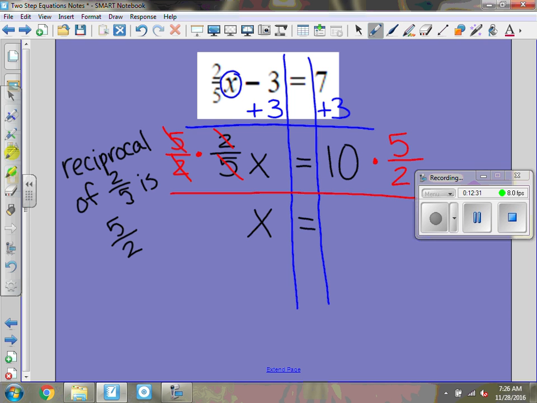And then I need to multiply 10 times 5 halves. Well, an easy way to do that is to put a 1 underneath that 10 so it becomes a fraction. Now I'm going to do 10 times 5 is 50. 2 times 1 is 2. And I can reduce that to be 25.